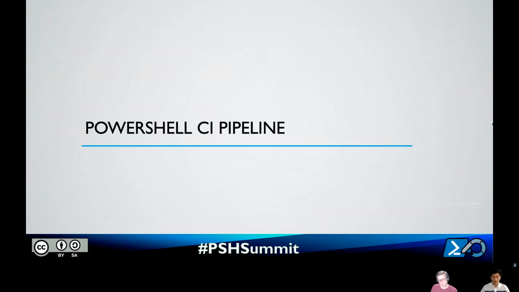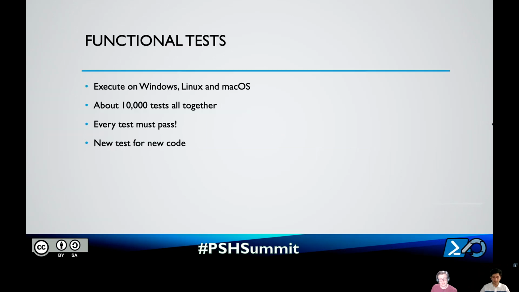So the next thing we'll talk about is the CI pipeline. One of the major things is to execute functional tests. We execute functional tests on Windows, Linux, and Mac OS. We have about 10,000 tests altogether. To merge, every test must pass. And you must add tests for new code.